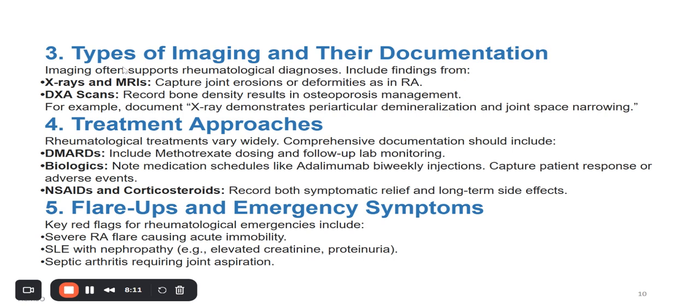Types of imaging and their documentation. Imaging often supports rheumatological diagnoses. Include findings from X-rays and MRIs, and capture joint erosions or deformities as in RA, rheumatoid arthritis. DEXA or DXA scans record bone density results in osteoporosis management. For example, document: X-ray demonstrates periarticular demineralization and joint space narrowing.